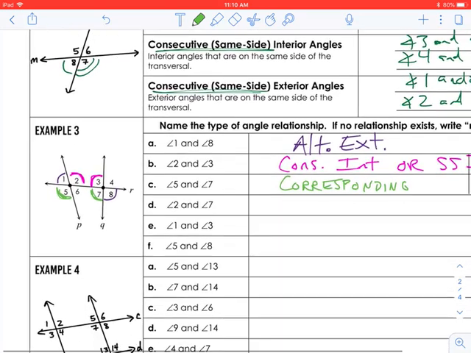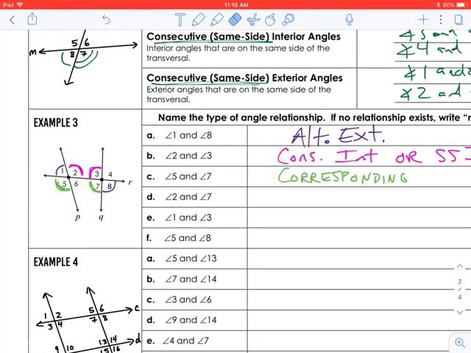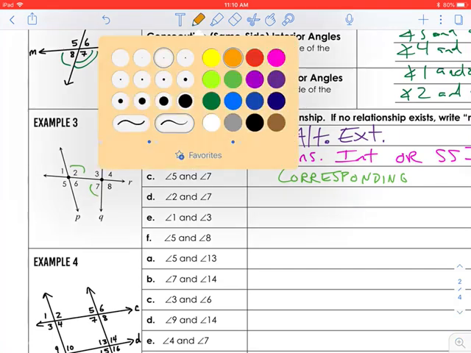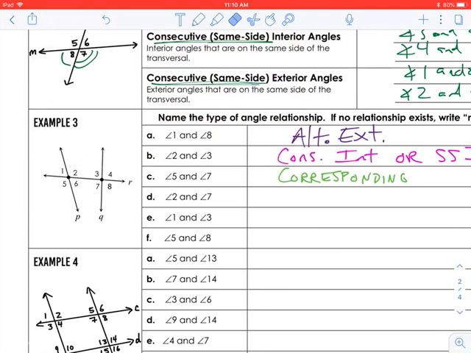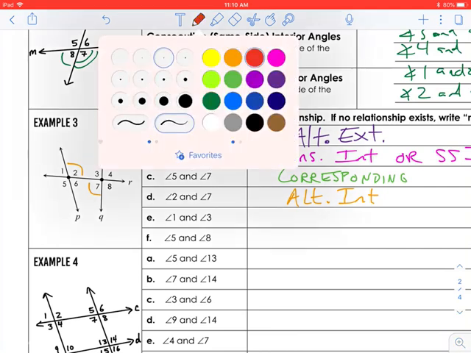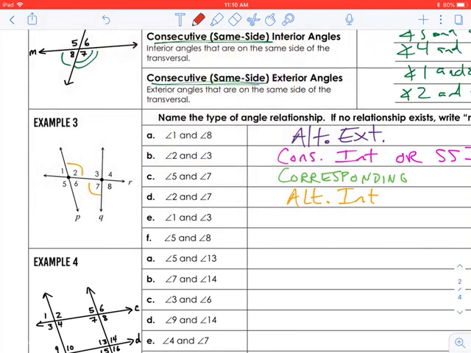And then 2 and 7. Let's look at 2 and 7. I'm going to use a different color here. 2 and 7 are alternate, and then they're inside. So that would be alternate interior angles.